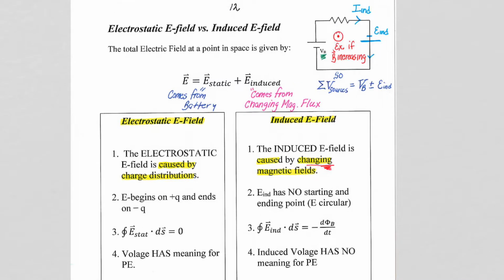Now, the total electric field in any problem, in general, can come both from a battery in the problem, giving us some electrostatic field and force component, and if there is changing magnetic flux, we can also get an induced voltage and an induced electric field effect.